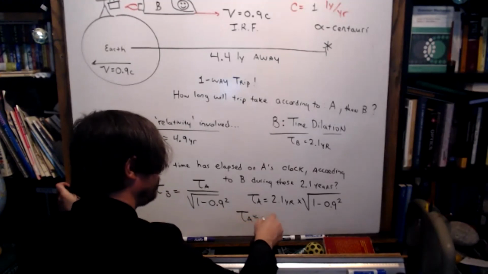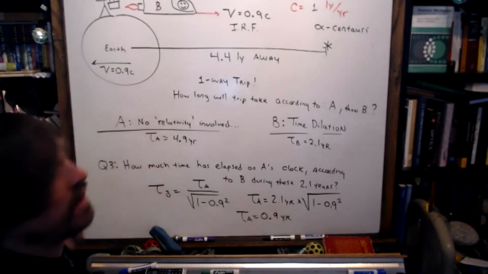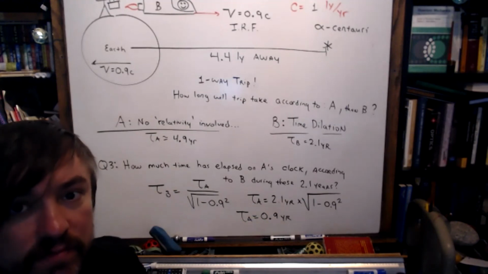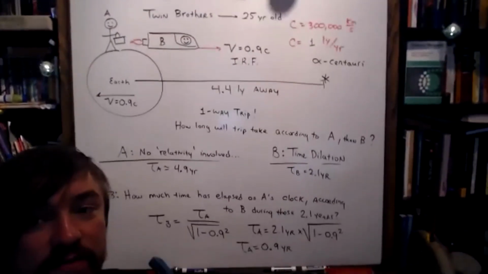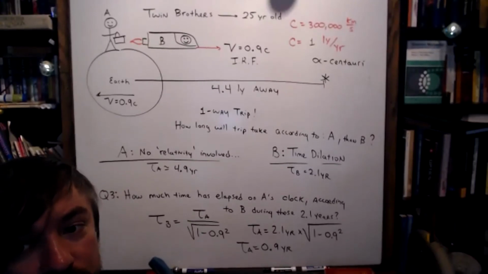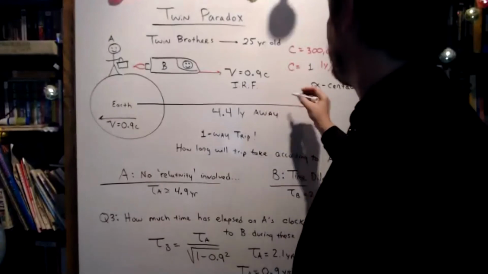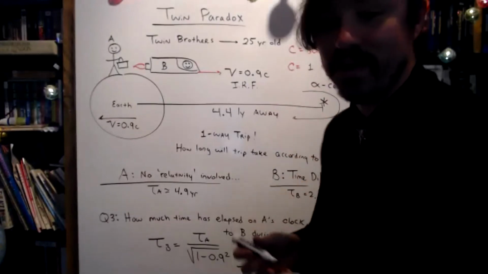And if you do this, according to B, only roughly 1 year has elapsed on Earth during his trip. How old will B think his brother is when he gets to Alpha Centauri? About a year older. 26 years old. Each brother thinks the other brother is the younger brother. Each brother thinks less time has elapsed in his brother's frame than in his own frame. So of course, the whole nature of the paradox is what happens when B turns around and comes back?